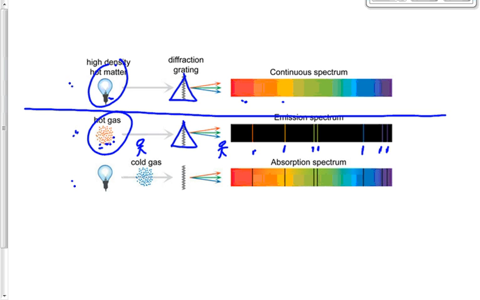Now, we've simplified this diagram just a little bit here. If you put a prism or a diffraction grating in there, this is what you're going to get. There would be a bit of a difference.